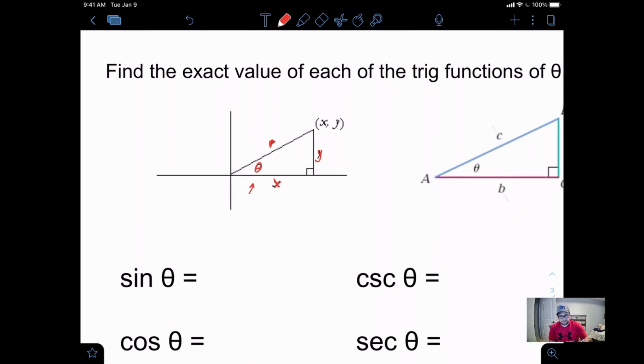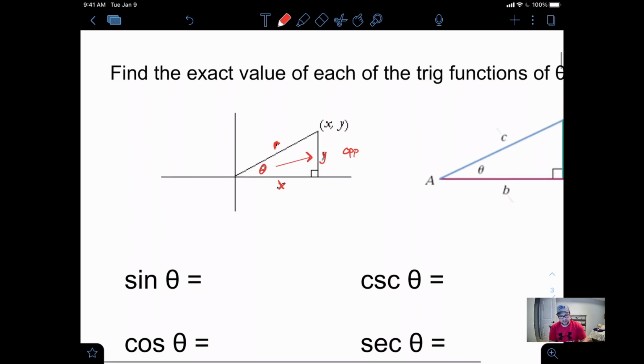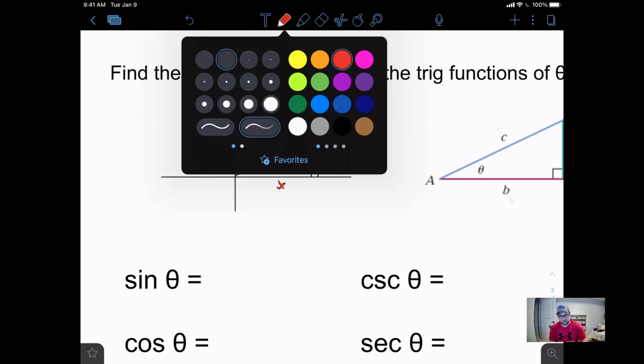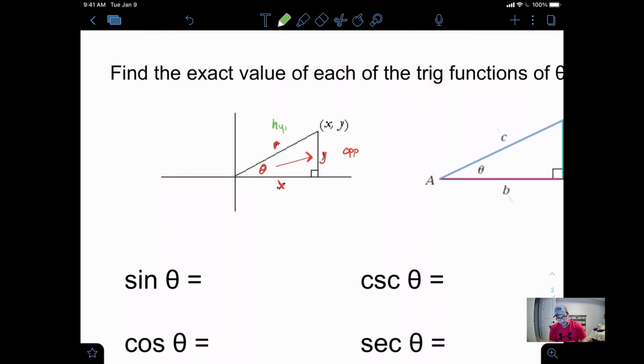Depending on the angle that you are given, the side right across from that angle is known as your opposite side. The hypotenuse is always the longest side of the right triangle, and that's always across from your right angle, so this would be our hypotenuse up here. And at the very bottom, that leaves our adjacent side.